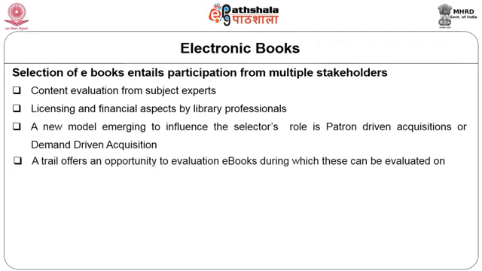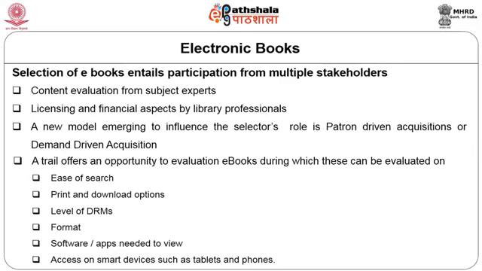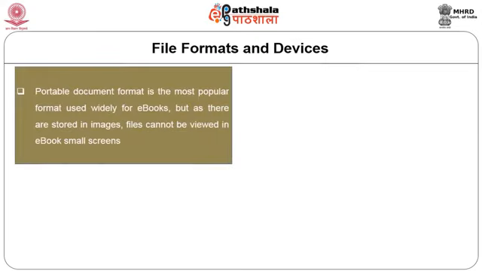During the trial of an ebook, the library will have an opportunity to evaluate the ease of search, the print and download options, the level of DRM, the format, the software or the apps that are required to view or browse it, and access on smart devices such as tablets and phones. It is also important to know the file formats and devices required to check the compatibility before a purchase decision is made. Usually ebooks come in three formats.